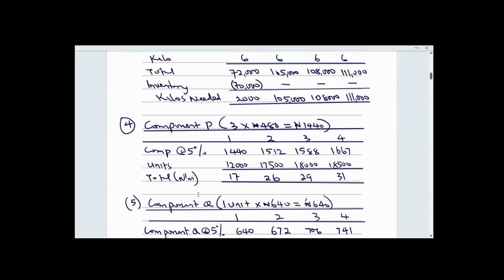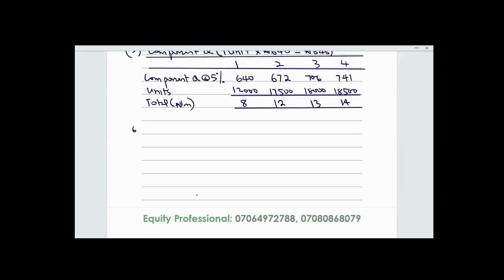Then number 6. Working number 6. After component Q, we also have other variable costs, which is 210 naira per unit. Other variable cost, OVC, is given as 210 naira. All right. So I will do for year 1, year 2, 3, and then 4.